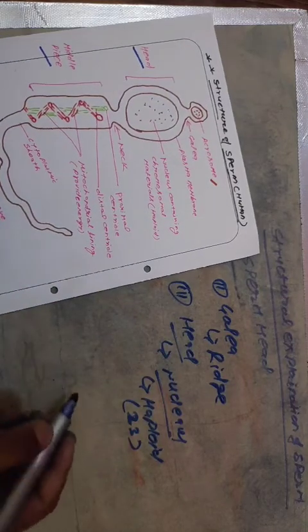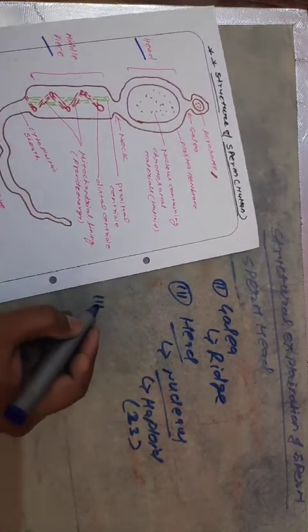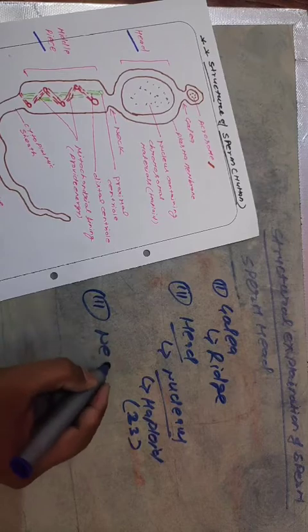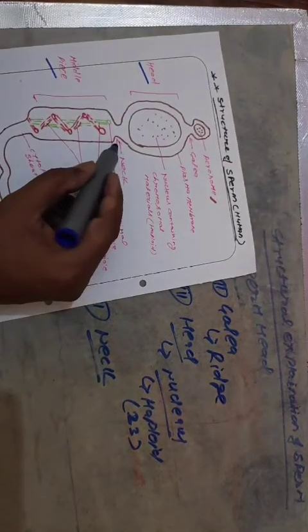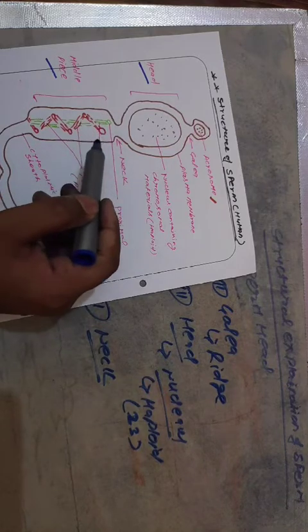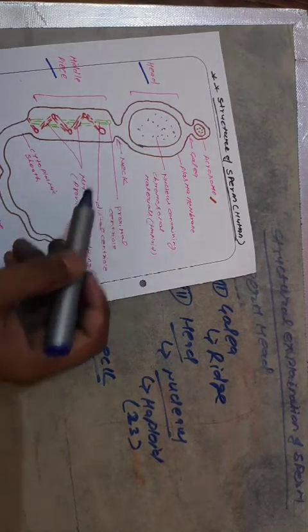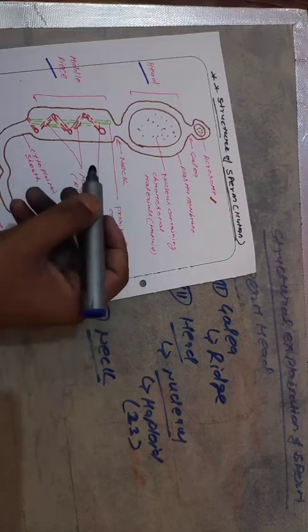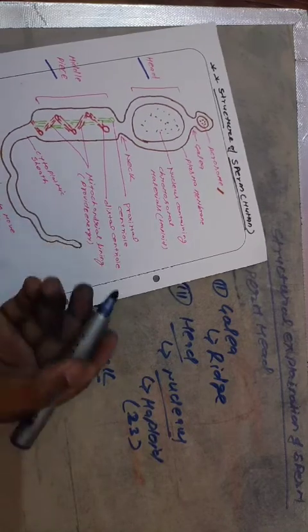Now back to the next part, that is the third part, the neck. Keep in mind, this is the neck. So how can you define the neck of the sperm? The gap, the junction between the middle piece and the head is known as the neck. It is only a junction. The behavior of the neck is only as a junction.